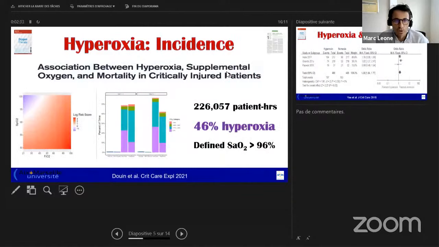If I ask you if you control very well the oxygen delivery in your patients and the number of patients with hyperoxia in your unit, probably you won't tell me the truth. But in practice, that has been assessed in this exploratory study, and Duan and collaborators found that 46% of patients, and that's a large database of patients, 46% were hyperoxic, and hyperoxia was defined by an SpO2 above 96%. So that's a huge number of patients.